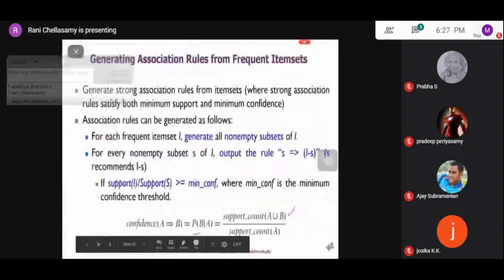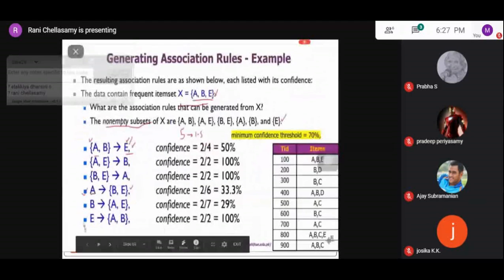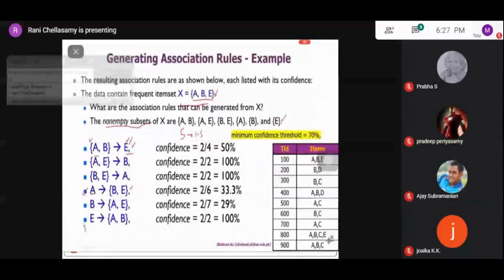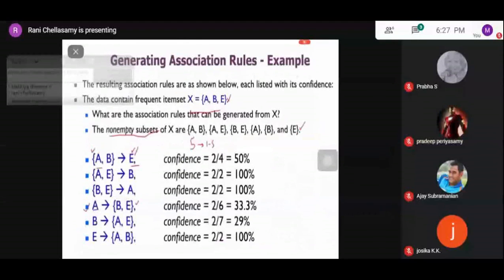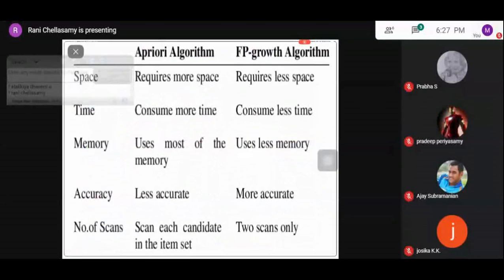So with this, among these 6 rules, 3 rules are getting 100%. See, the minimum confidence threshold value is 70. So below 70, you have to leave all the rules. So you'll be getting only 3 rules, which are achieving 100%. The rest of the rules are invalid rules. So in this way, you have to find the strong association rules.